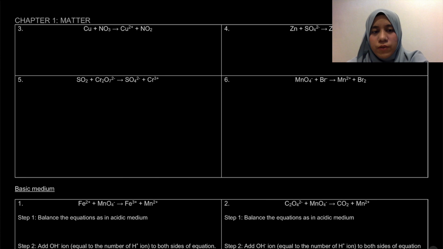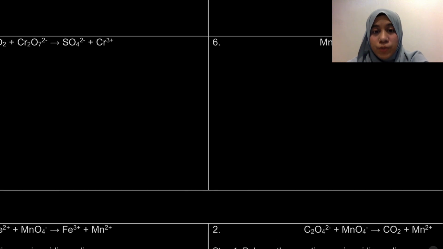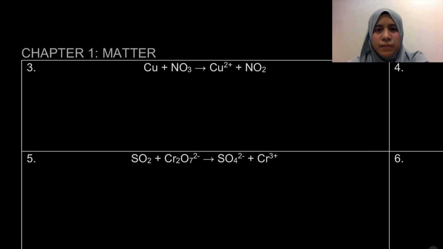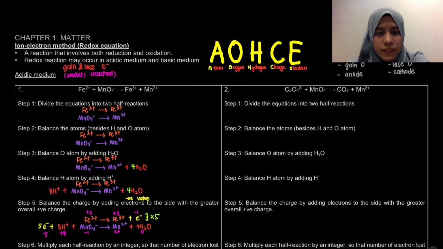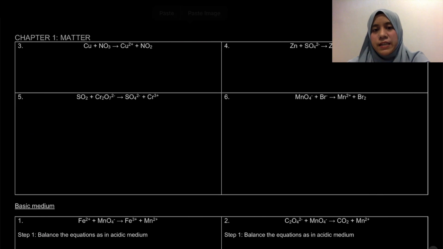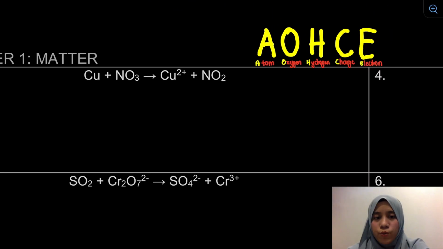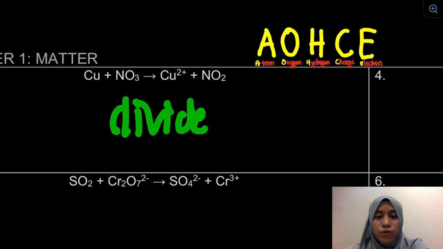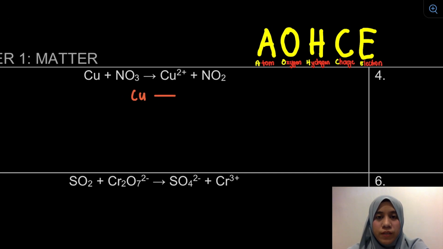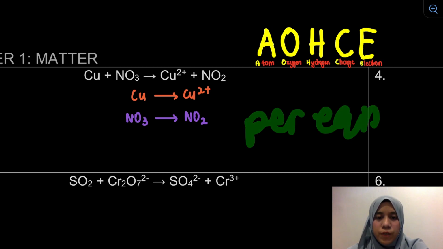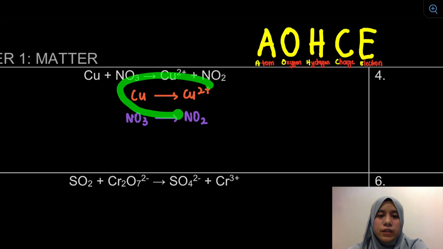Okay, so right now what we're gonna do is actually example number 3. We're gonna do it together. Yang ini tak banyak space kan. Tapi yang ini punyalah banyak. Okay, jom kita buat. Yang ini senang. Yang ini nampak simple sikit, sebab yang ini Miss buat one by one. Miss gabungkan semua. Okay, so first and foremost, before we're going to do outer tu, we're going to divide the equation into two half equations. So Cu jadi Cu2 plus, NO3 jadi NO2. So we're going to do it per equation. Tu dah lagi simple lah sebenarnya, lagi senang.